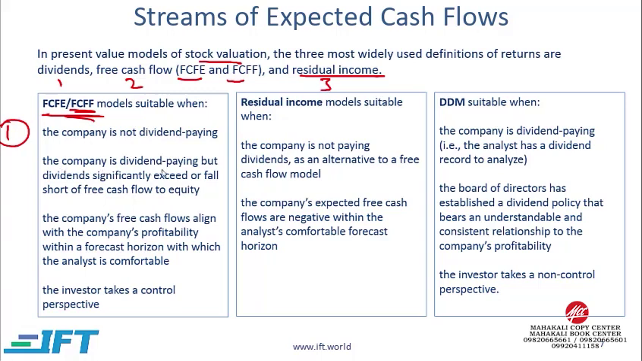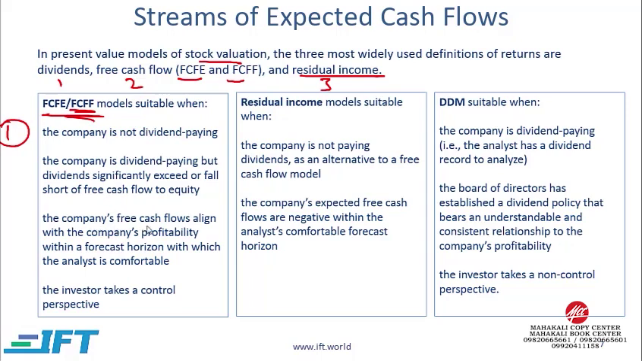The company is dividend paying, but dividends significantly exceed or fall short of free cash flow to equity. In other words, the company is generating money and paying dividends, but the dividends don't have a clear relationship with the free cash flow to equity, or the money that is being generated by the company.